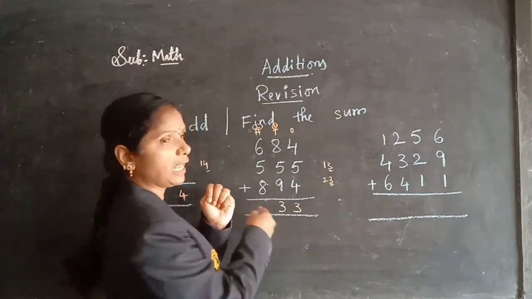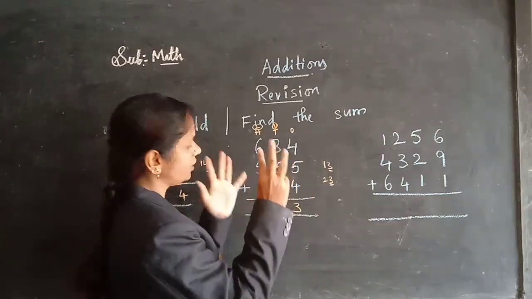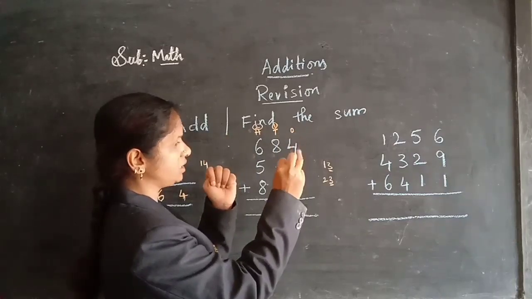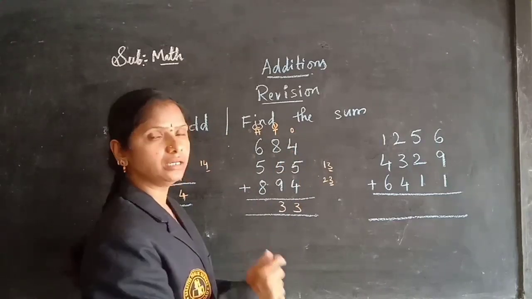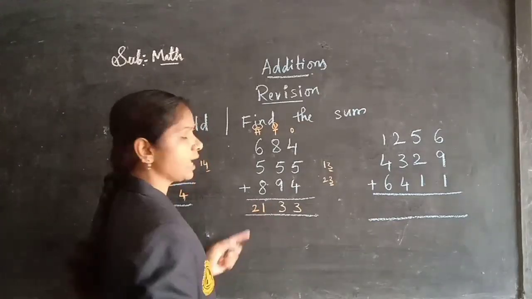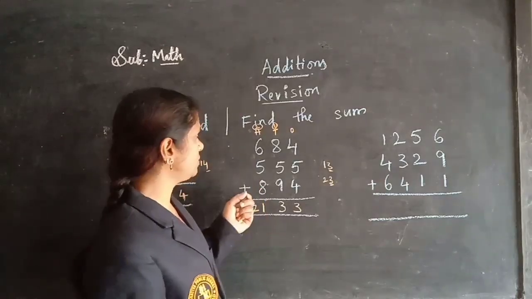13 after again 8: 14, 15, 16, 17, 18, 19, 20, 21. So I am getting 21 here. I am not taking the carry here. Why? Because here we don't have the thousands place.